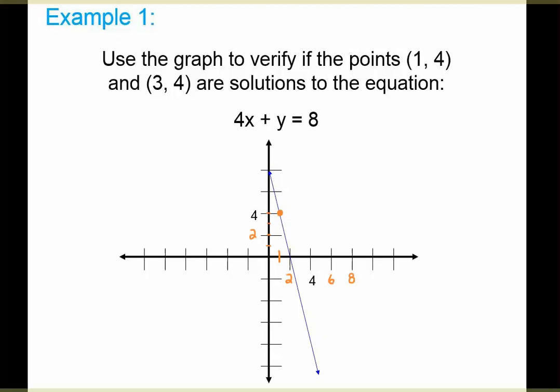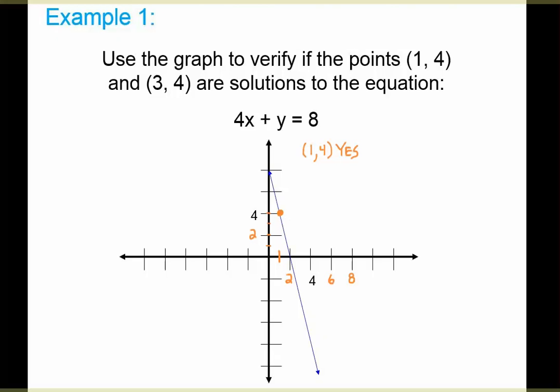And notice, as I'm plotting that point, it is exactly on the line. Okay, so if it's on the line, it is a solution. So for 1, 4, the answer has to be yes. It is a solution. This is a graphical approach. There are other ways of doing this. There's an algebraic one as well, but right now I'm asking you guys to do this graphically.